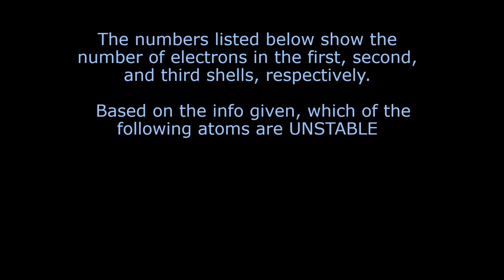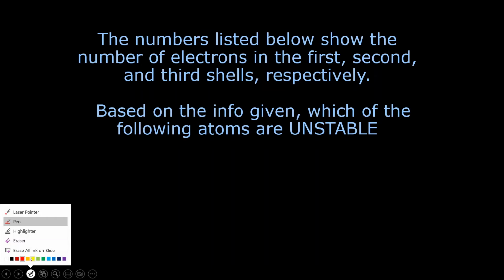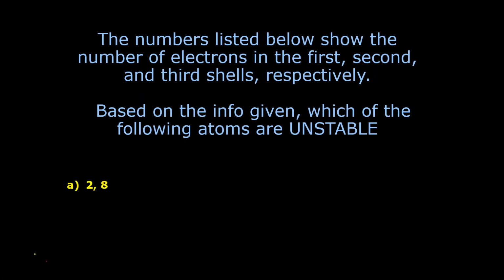The numbers listed below show the number of electrons in the first, second, and third shells, respectively. Ooh, tricky one here. I might have to draw something. Based on the following info, which of the following atoms are unstable? Okay, we definitely need to get into this one a little more. Let's get a pen going. All right, let's see some numbers already.